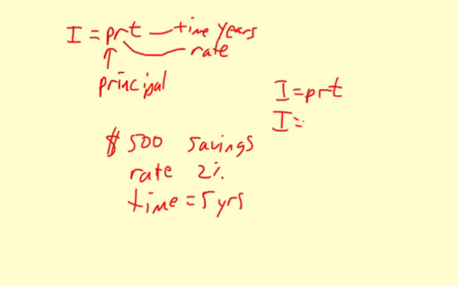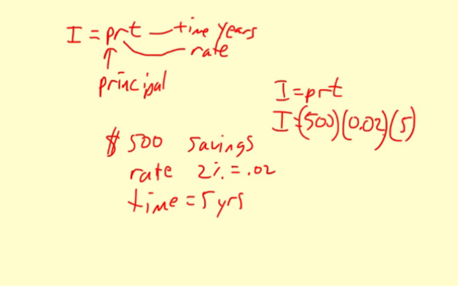So I know the principal, or the amount going into the account, is $500, so that goes there. But the rate is 2%, but that's the same thing as 0.02. You want to use the unitized value, not the percent value. Put 0.02. And the time in years is 5.